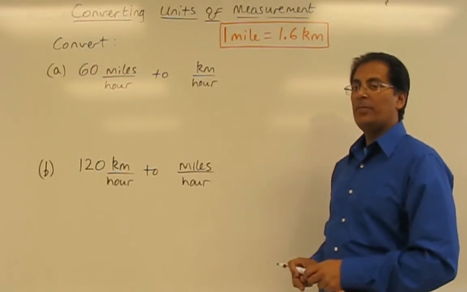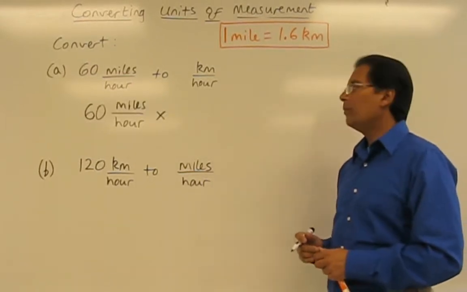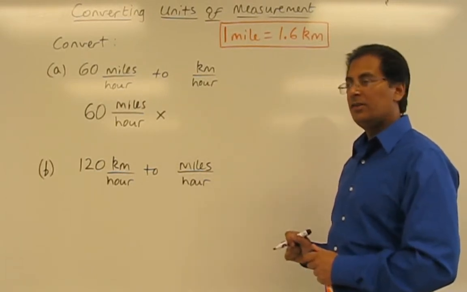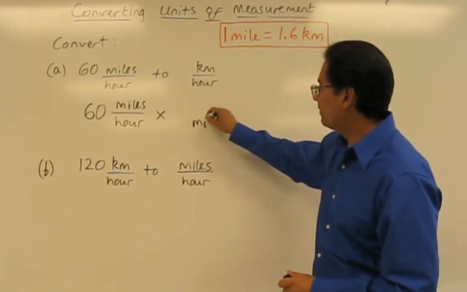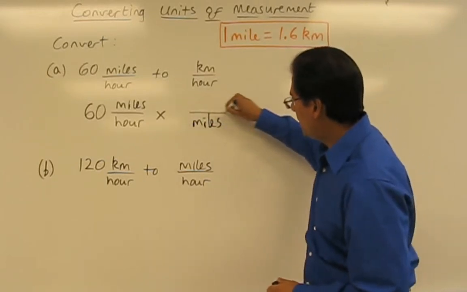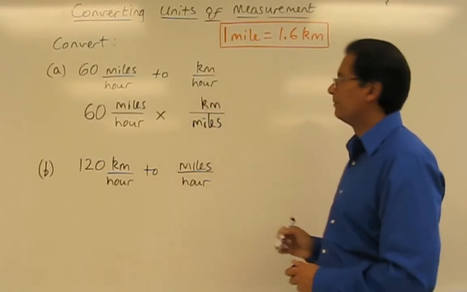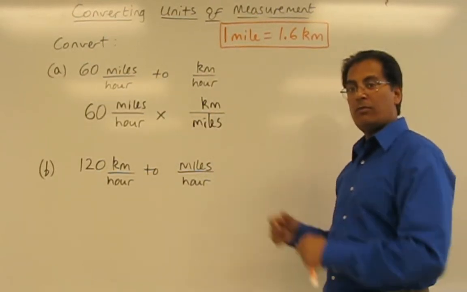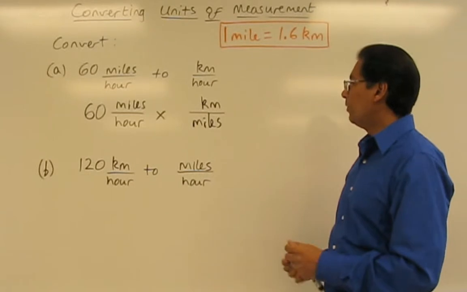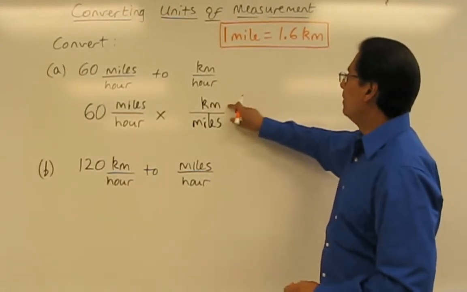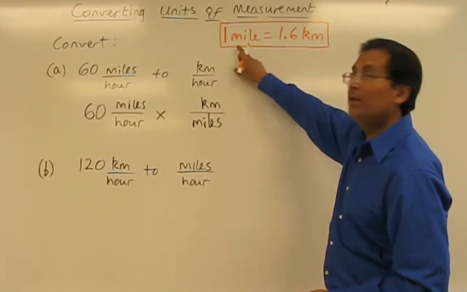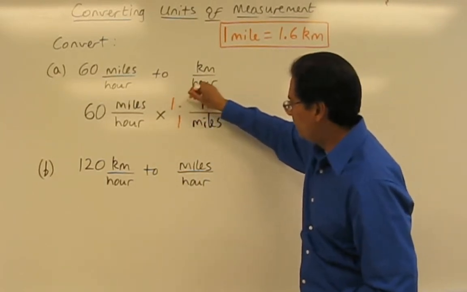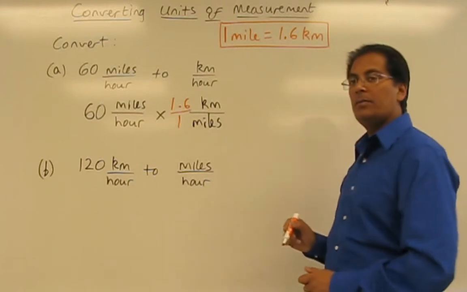So we have 60 miles per hour, and we want to get rid of our miles and put kilometers in its place. So I'm going to put miles down here, and above it, kilometers. And the reason I do that is that the miles are going to cancel, just like when you're multiplying rational expressions. What's the conversion? We said kilometers, miles, we're going to put whatever's here. 1 mile, so 1 here, 1.6 next to the kilometers, and we're going to multiply it.